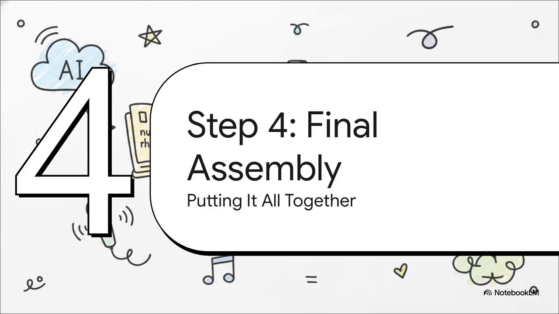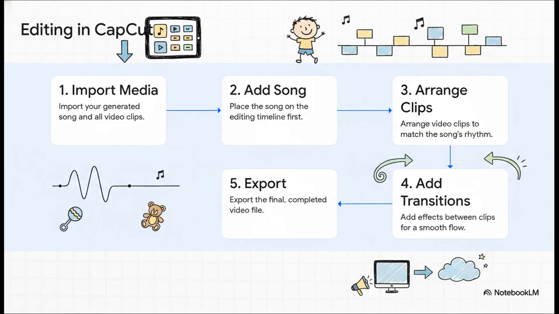Okay, this brings us to the final stage, assembly. We have all our raw materials, a professionally produced song, and a full set of custom animated clips. Now it's time to put them all together into a polished, finished video. For this, you can use any video editor you're comfortable with, but a really great free option is CapCut. You simply import your song and all your video clips. First, place the song on the timeline to act as your base. Then you drag and drop your animated clips, arranging them to match the lyrics and the rhythm. Add a few simple transitions for a nice smooth flow, and then just hit export.